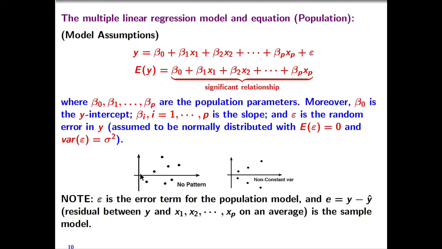Now here's an example of this epsilon term where the expected value of epsilon is 0, so you have no pattern. And in this other example, we have a non-constant variance associated with this epsilon, and the condition of constant variance is violated. And note, epsilon is the error term for the population model, and e equal to y minus y hat is the residual from the sample model, and it's also an error term.